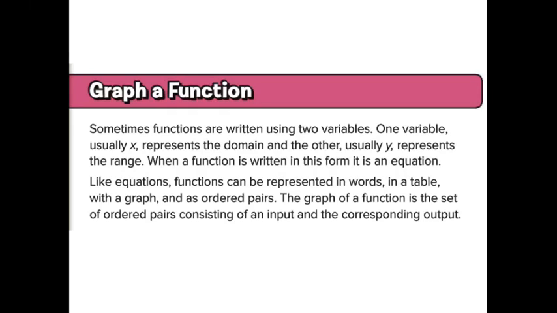Okay, the next little section just gives you some information about graphing a function. It says sometimes functions are written using two variables. One variable, usually x, represents the domain. We already know that. And usually the y represents the range. When a function is written in this form, it's an equation. Like equations, functions can be represented in words, in a table, with a graph, and as ordered pairs. The graph of a function is the set of ordered pairs consisting of an input with a corresponding output. Okay. So our input with our corresponding output gives us ordered pairs, which we can put on the graph.